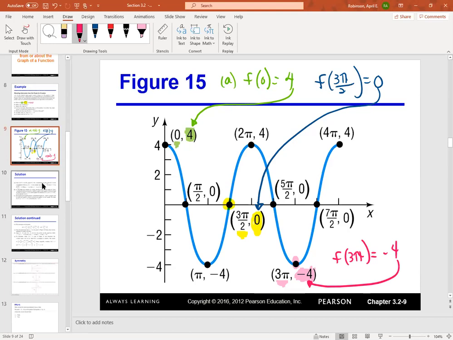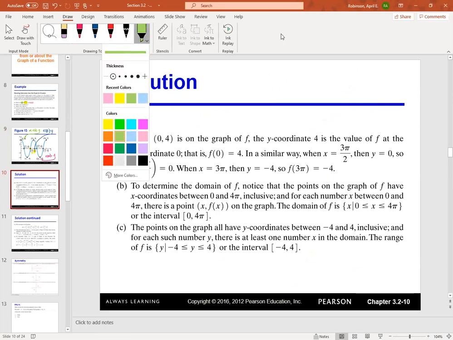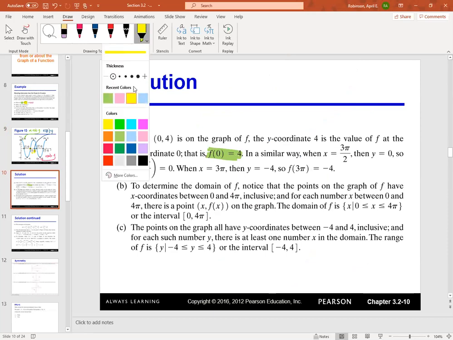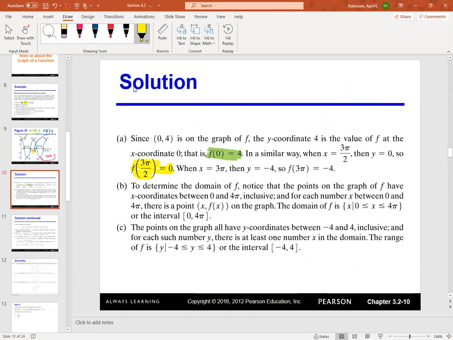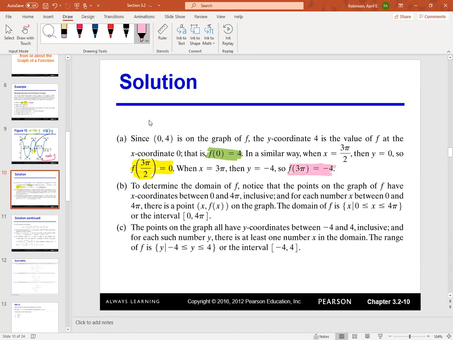And of course, if you go down to where it says solution, that's slide number 10. There's my answer. Since 0, 4 is on the graph, the y coordinate 4 is the value of f at the x coordinate 0. That is what I just said. F of 0 is 4. And then in a similar way, when 3 pi over 2, and so on, right here, that's equal to 0. And then the last one I did in pink, x equals 3 pi. So there it is. There's all their answers.